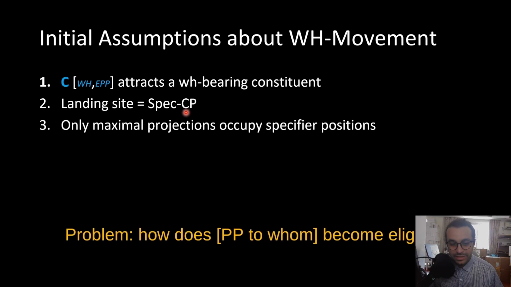Now, the question that we still haven't answered with only these assumptions is, how does the PP to whom become eligible? It's only whom that should be eligible. Whom is obviously a WH word. It's in the name, WH word. But why to? To is not a WH word. To is a preposition.